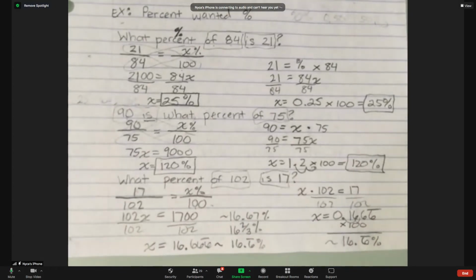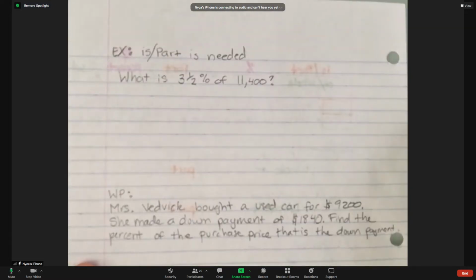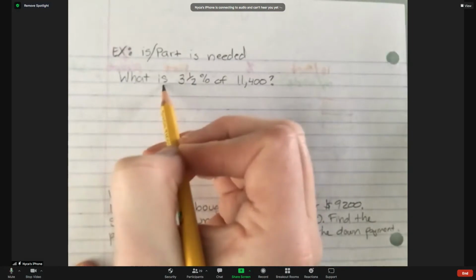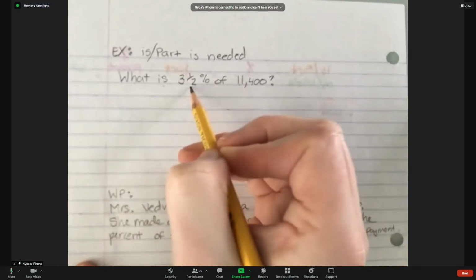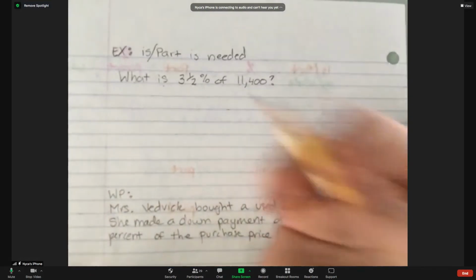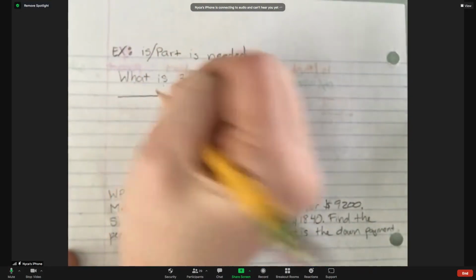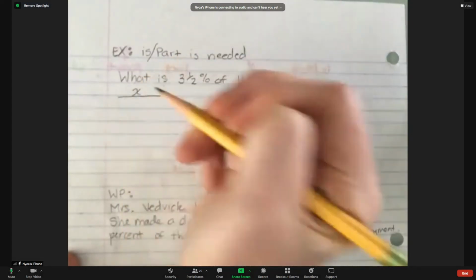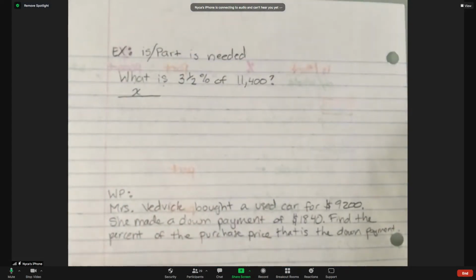So again, two methods to solving these problems. You can do the proportion method or words and math. For this example, the is, or what we know as the part, will be missing. And how can I tell that? Because it says what is, it gives you the percent, and then it gives you of the whole. Okay, so if we use the proportion method, we know that the part is missing. So we're going to put the X here up the top because the part is missing.